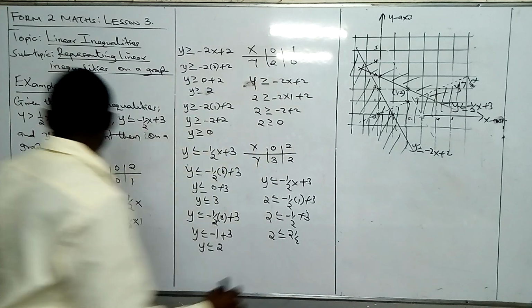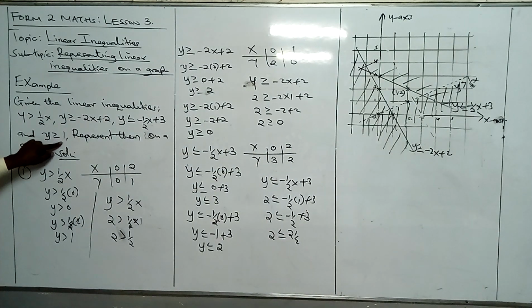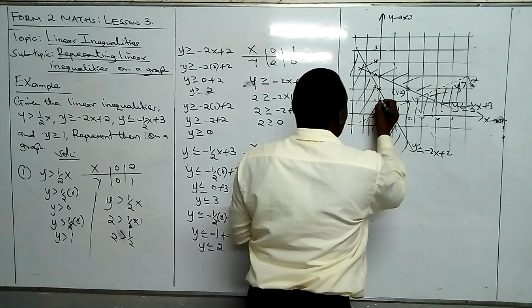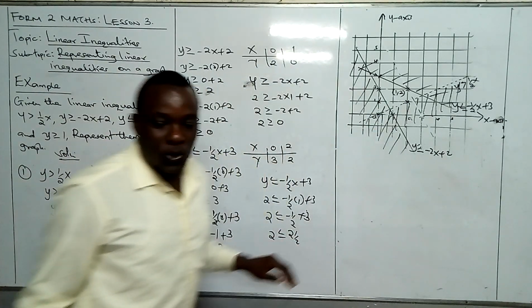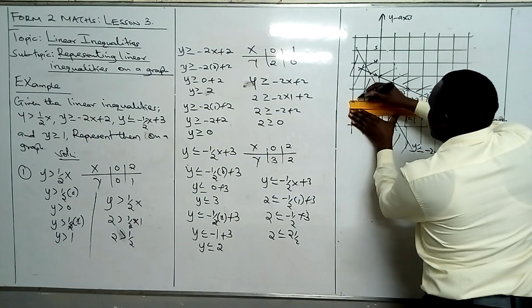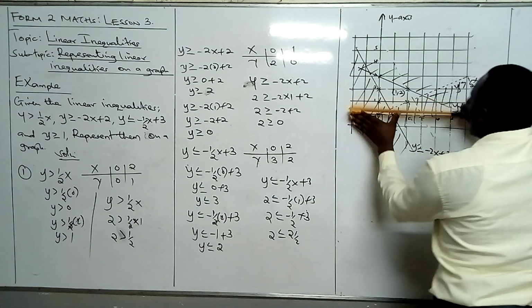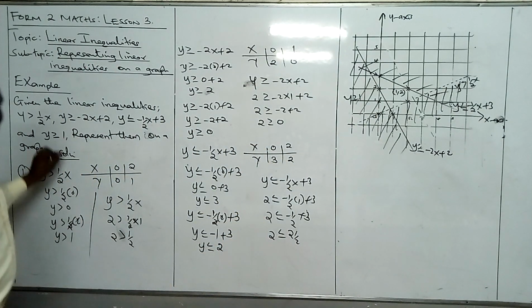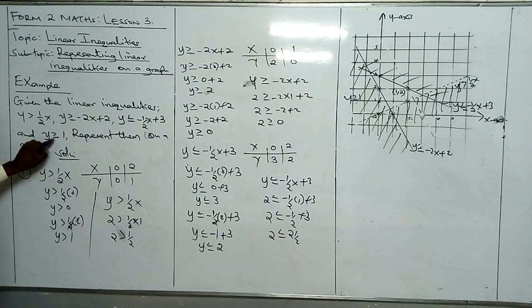And lastly, we have y greater than or equal to 1. So for this one, we go direct to the y-axis and identify where 1 is. Then we draw a straight line. Then you label that one as y greater than or equal to 1. The line is continuous because of the equal to in that particular inequality.